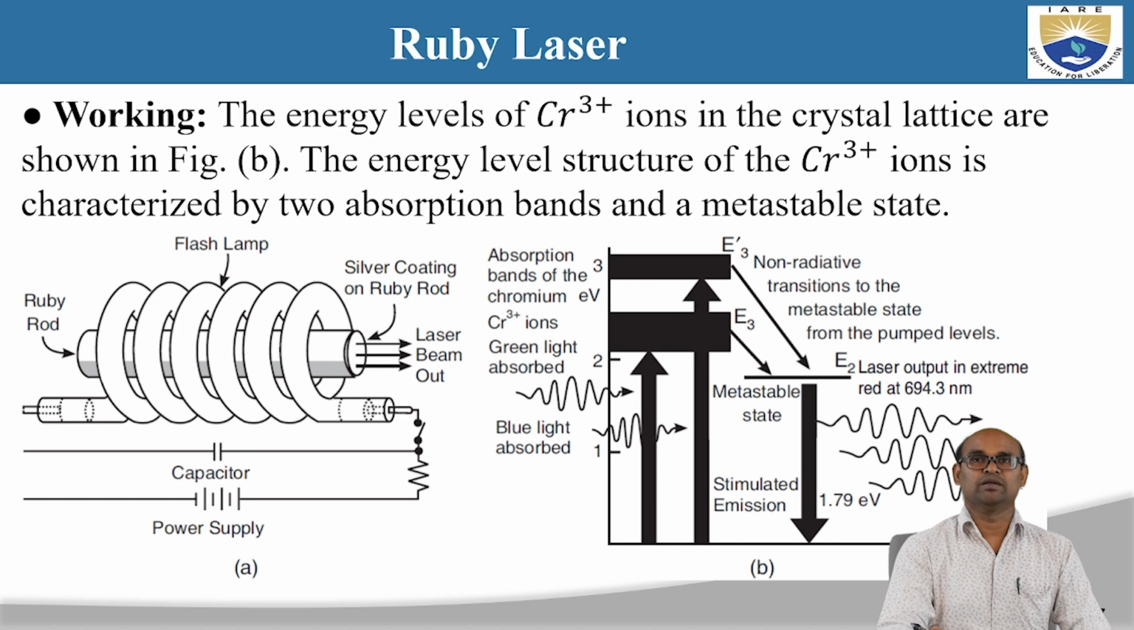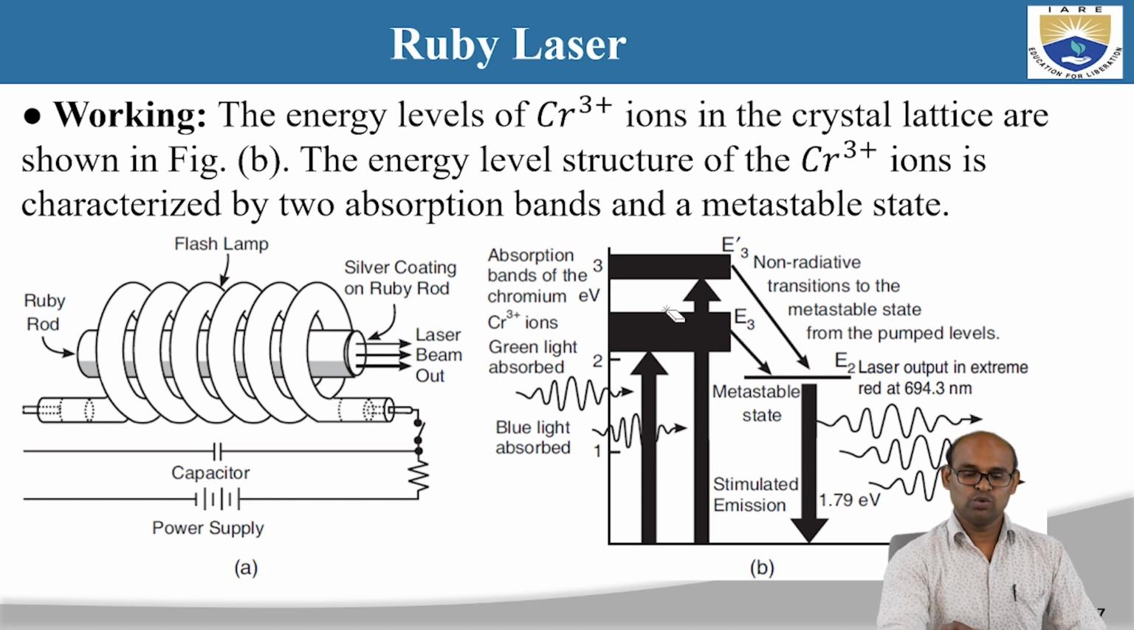Coming to the working, how this ruby laser works. The energy levels of chromium ions in the crystal lattice are shown in the figure. The energy level structure of chromium ions is characterized by two absorption bands and one metastable state. E3 and E3 prime are normal excited states, and these are absorption bands, and you have a metastable state which is E2, and there is a ground state which is E1.